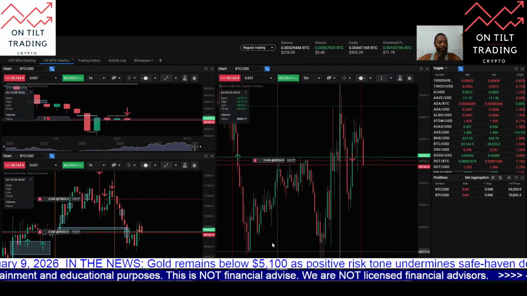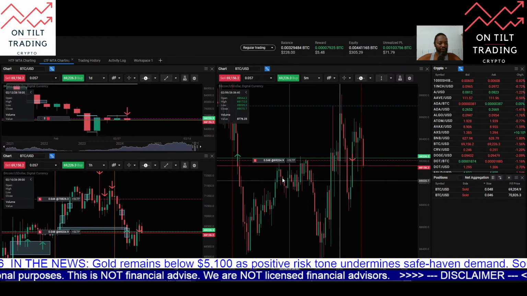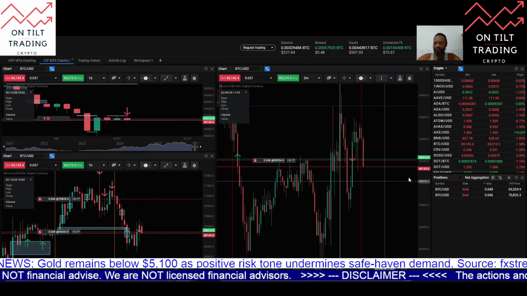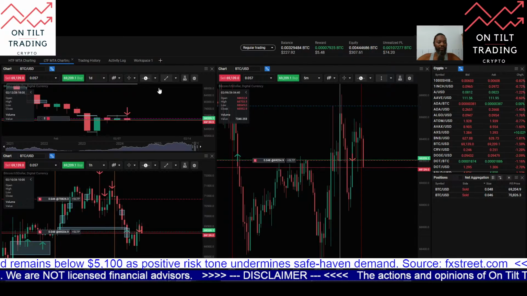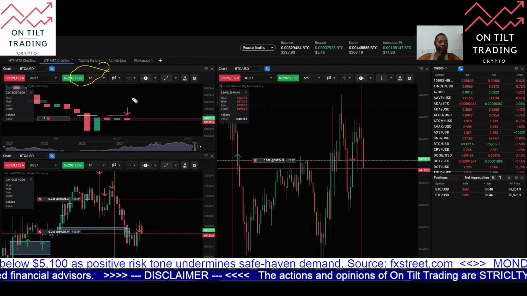Currently short in Bitcoin, actually in 2 positions. I'll walk you through what I have trading top down, starting here on the daily chart.